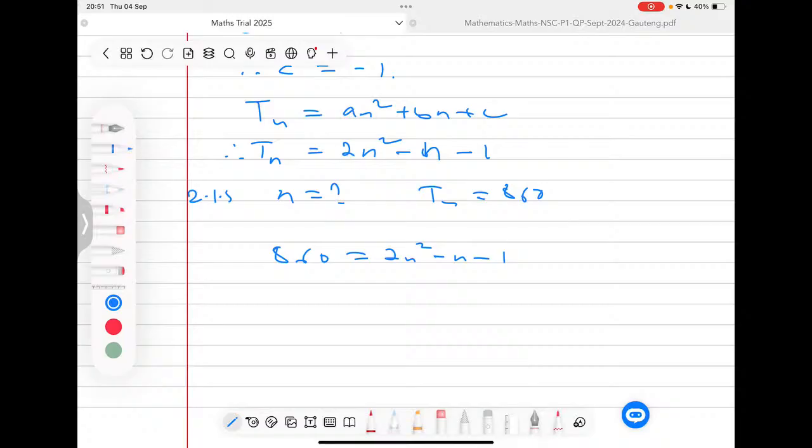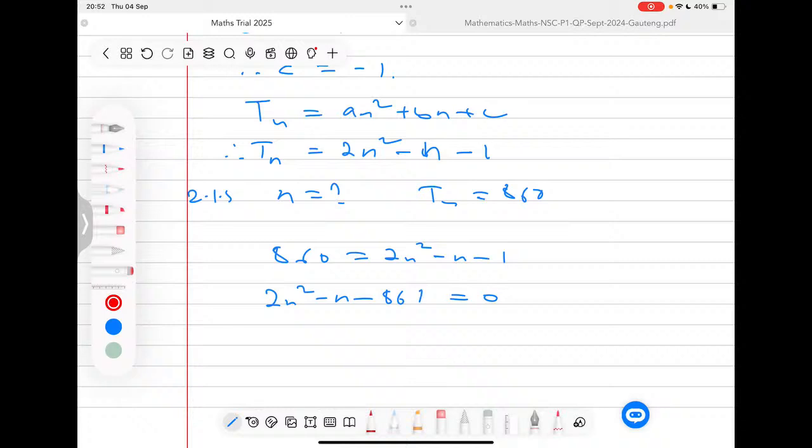Now when it's sitting like this, we are going to put everything on one side so that we have the standard form of a quadratic. So I'm going to have here 2n squared minus n, minus 1 minus 860, because when this comes this side, I'm going to have a minus 860. So this means I'm going to have here a minus 861, and this will be equal to 0 because I'll be left with nothing this side.